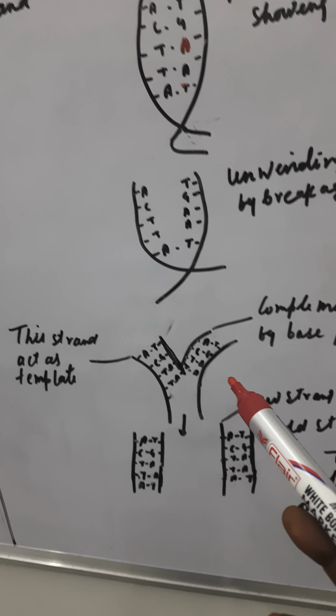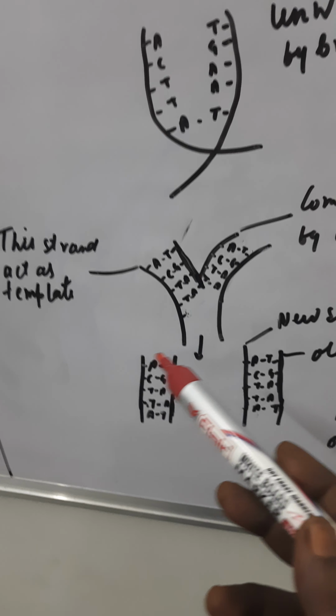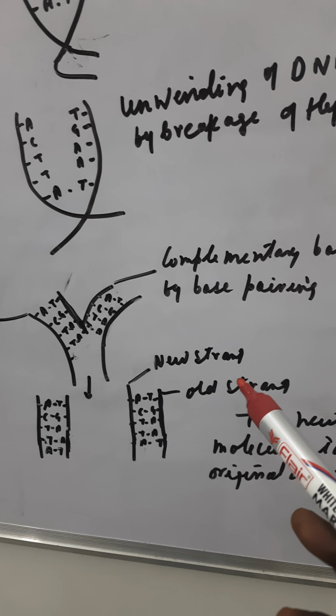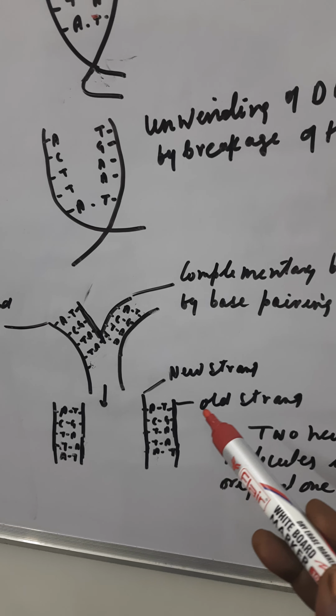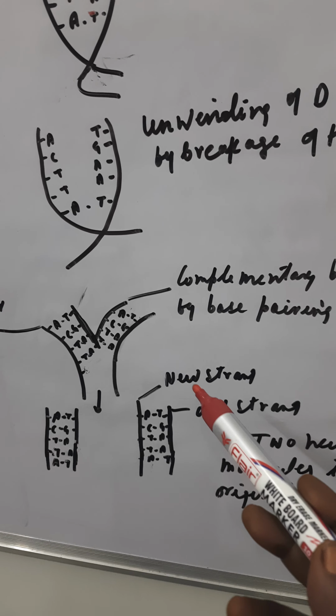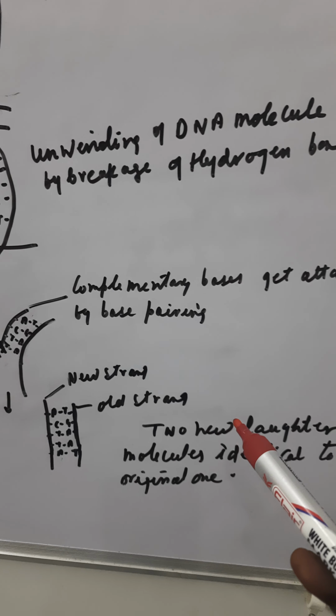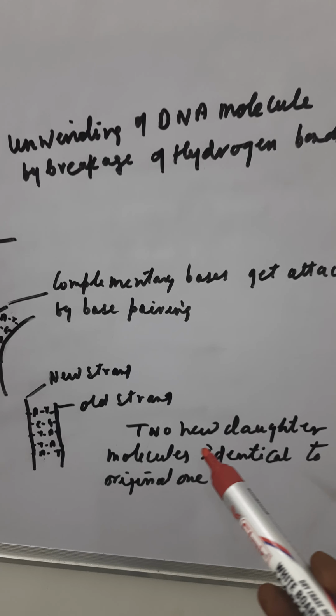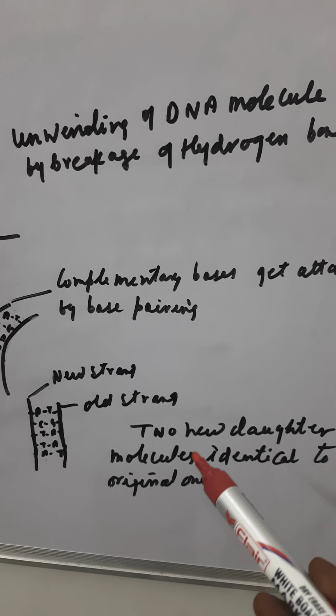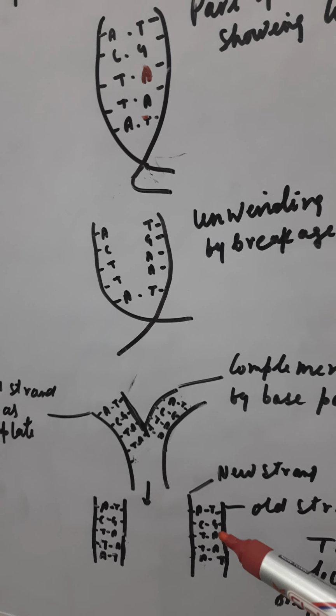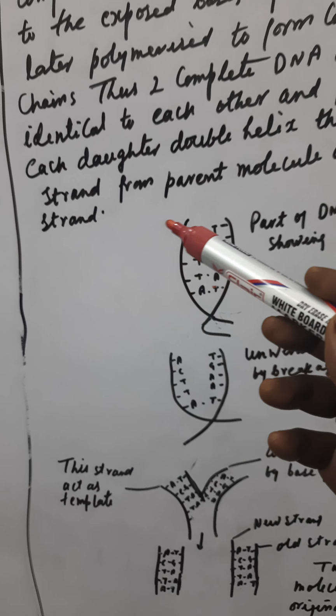Now what will happen in the other case: this is the new strand formation and this is the old strand. This is the new one and this is the old one, and ultimately the two new daughter molecules will be identical to the original one.